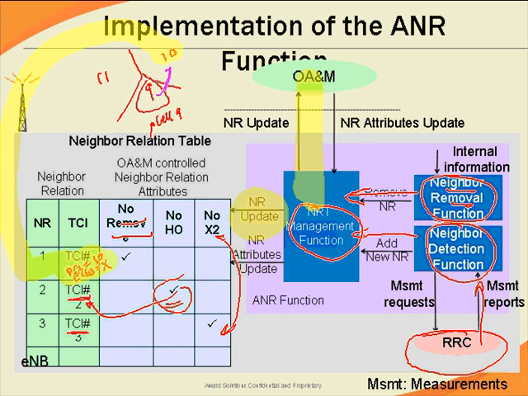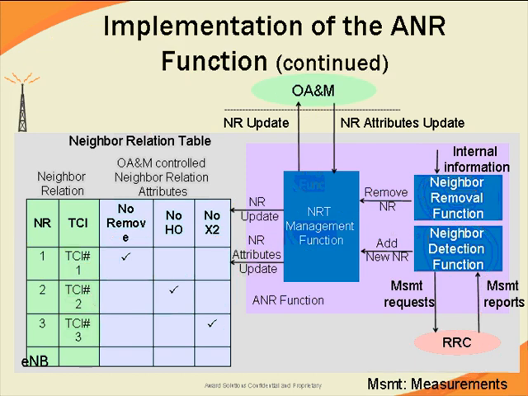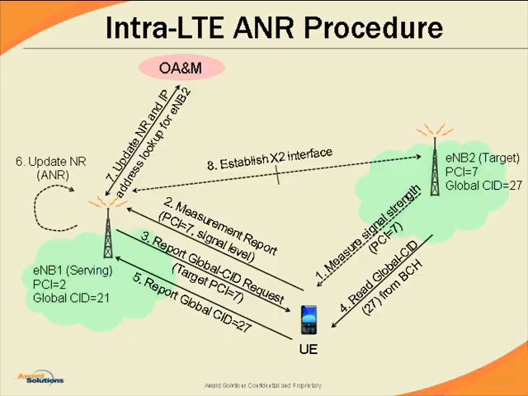Okay. So this is how we could potentially implement the ANR function. And this is available today in the standard, and some vendors support that today. Some would support it a little bit later in a future release. But it is widely available in general for use.